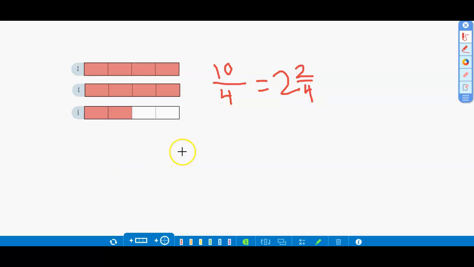And then another way to think about this, and sometimes you'll see this, they'll say take 10/4 and put it into a fraction statement or expression. If I know that 4/4 is 1, there's 4/4. There's my next 4/4, 8/4, plus, got 2 over here, 2/4. It could look like that as well.